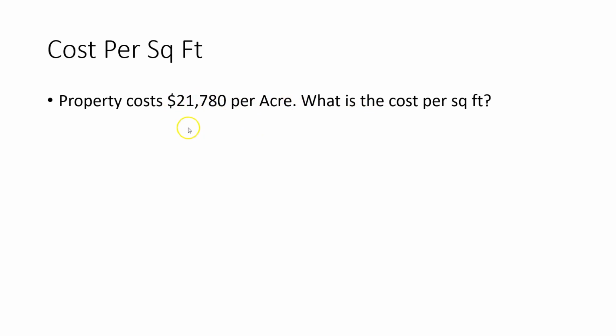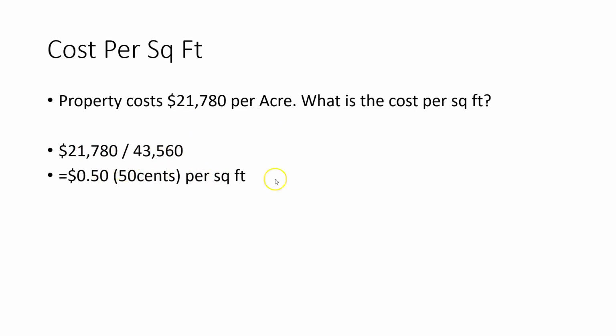Working on that assumption, I know the figure is going to be less than $1, because if I paid $1 a square foot for an acre, it would be $43,000, but I'm only paying $21,000. So if you get an answer of 1 point something, then you did it the wrong way round. Very simply, 43,000 into 21,000, and that will give you 50 cents per square foot. If you did it the other way around, you're going to get $2 a square foot, which just doesn't make any sense.